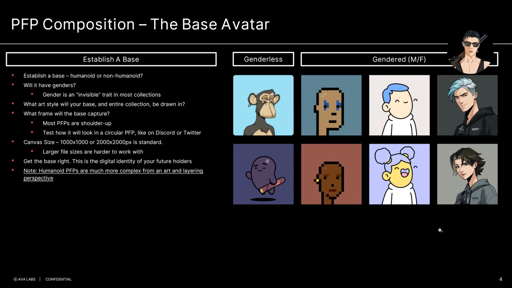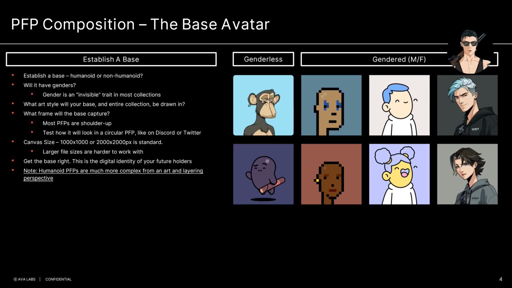And so when you look at what makes a good PFP NFT, you have to look at the composition to start, especially with the base. So you ask yourself, is this going to be a genderless collection, commonly found in animals like the apes and the beans, or is it going to be a gendered collection with maybe a more humanoid base avatar? And with gendered collections, you have to think, okay, is the base actually going to change?